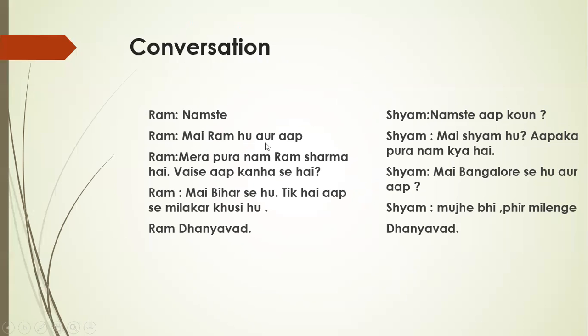राम: मैं राम हूं और आप? Yeah, myself Ram, and you? Sham says that मैं श्याम हूं. आपका पूरा नाम क्या है? पूरा नाम means full name. Then Ram says मेरा पूरा नाम राम शर्मा है. वैसे आप कहाँ से है? Okay, my full name is Ram Sharma. By the way, where are you from? Then Sham says मैं बैंगलोर से हूं और आप? I'm from Bangalore and you? Then Ram says that मैं बिहार से हूँ. I'm from Bihar.